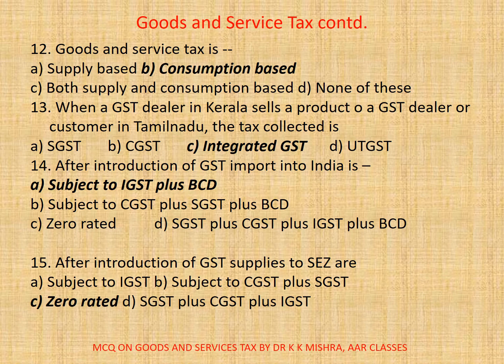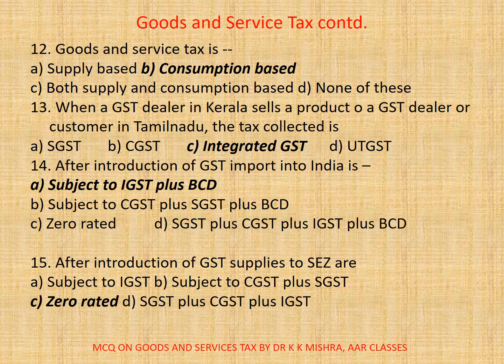12. Goods and service tax is: A. Supply based, B. Consumption based, C. Both supply and consumption based, D. None of these. Correct option is B, consumption based.